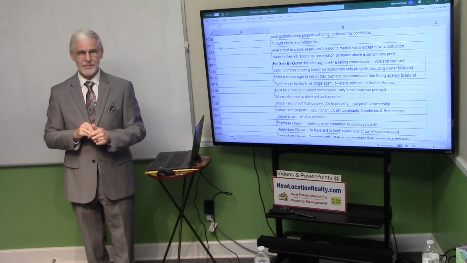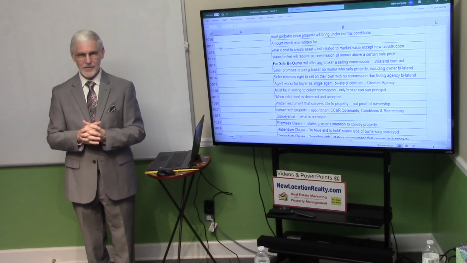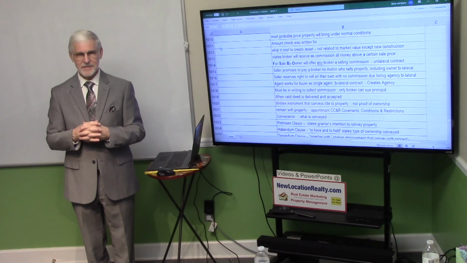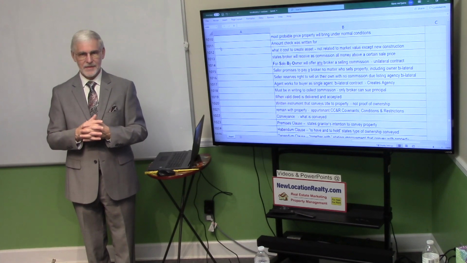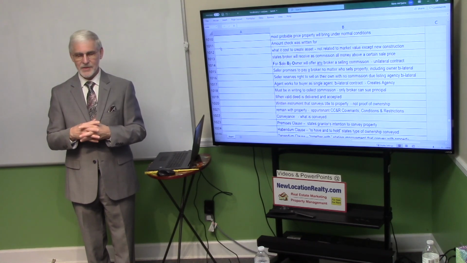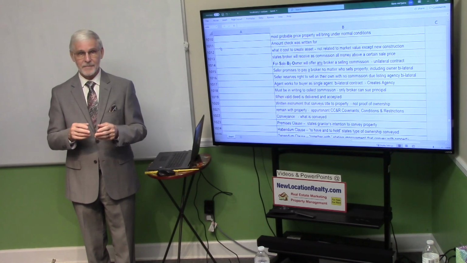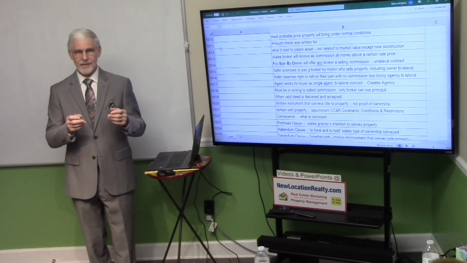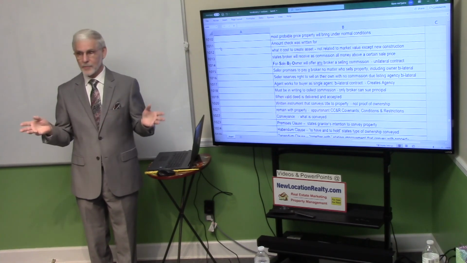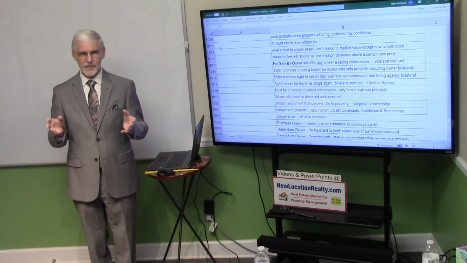That's the first. Remains with the property. That's an appurtenant. CC&Rs, conditions and restrictions. That's private, a private deed restriction. Those are your private restrictions, CC&Rs. I shouldn't say remain with the property, I should say they run with the property, which would probably be a better word there.